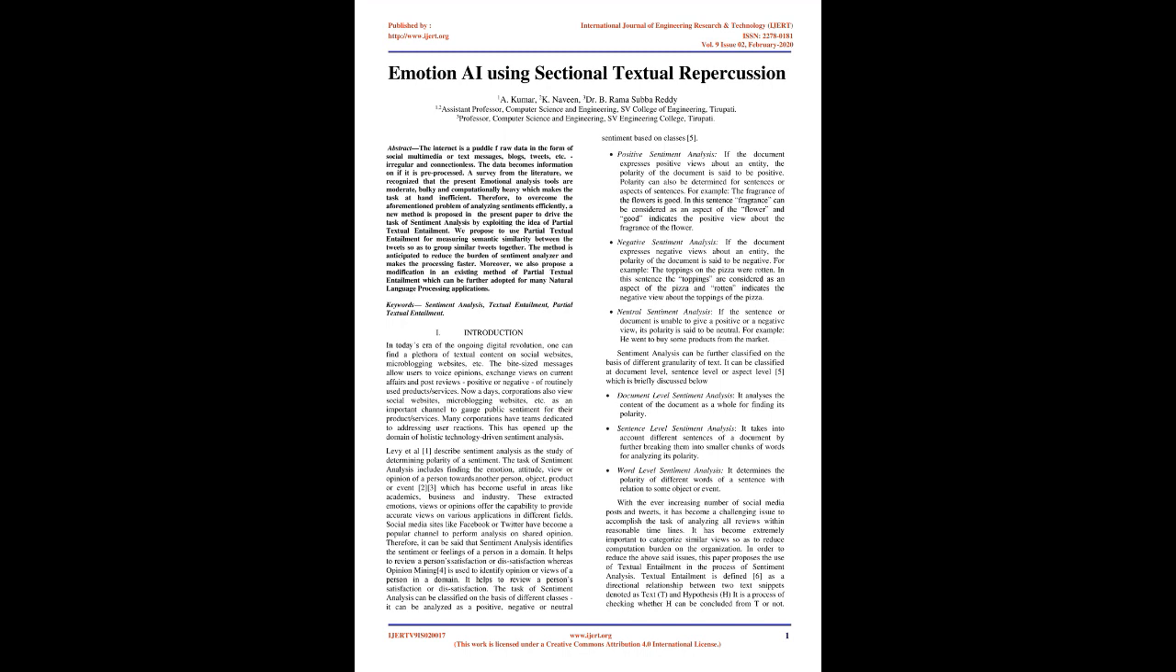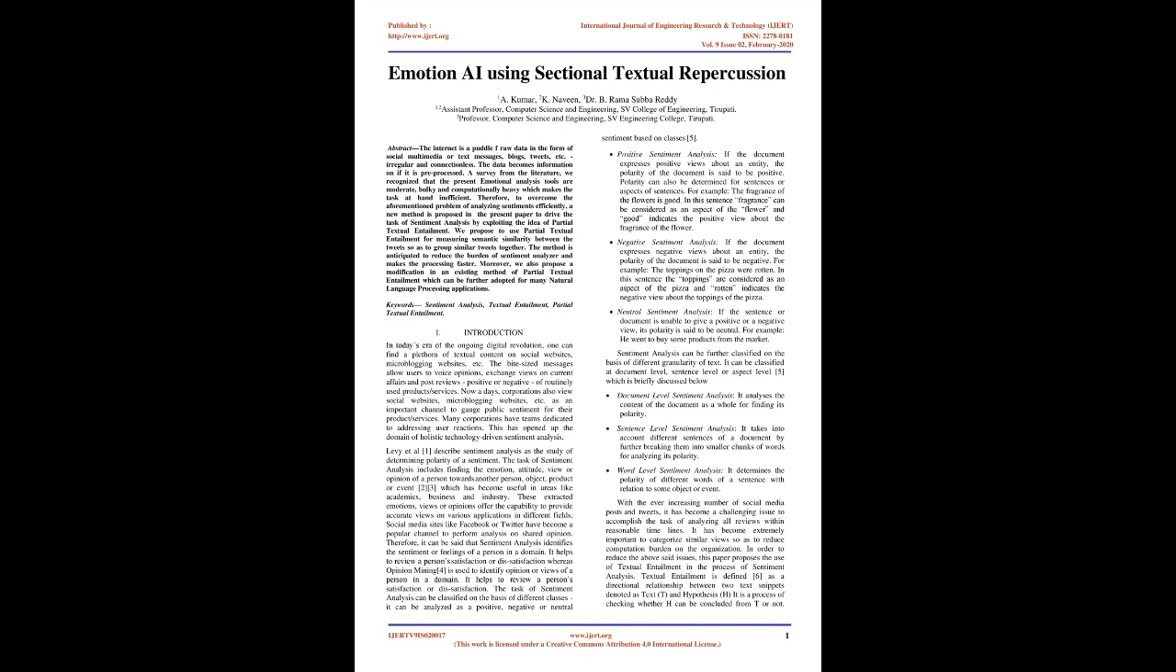The task of sentiment analysis can be classified on the basis of different classes. It can be analyzed as a positive, negative, or neutral sentiment based on classes. Positive sentiment analysis. If the document expresses positive views about an entity, the polarity of the document is said to be positive. Polarity can also be determined for sentences or aspects of sentences. For example, the fragrance of the flowers is good. In this sentence, fragrance can be considered as an aspect of the flower and good indicates the positive view about the fragrance of the flower.